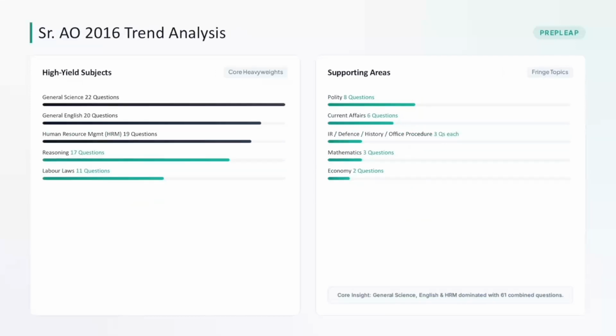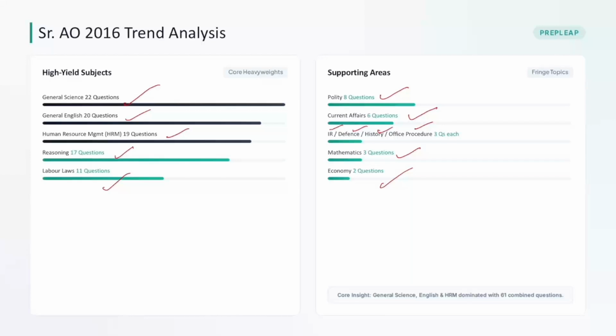When we go into the analysis of the senior admin officer exam, the last one that happened way back in 2016, that is 10 years ago, we see that the general science, which includes computers as well, had around 22 questions, whereas English had around again 20 questions. HRM, that is the human resource management, had around 19 questions, reasoning had 17 questions, labor law had 11 questions. Whereas polity had around 8 questions, current affairs 6 questions, and there were 3 questions each from international relations, defense, history, and office procedures. Mathematics had 3 questions and economy had 2 questions.